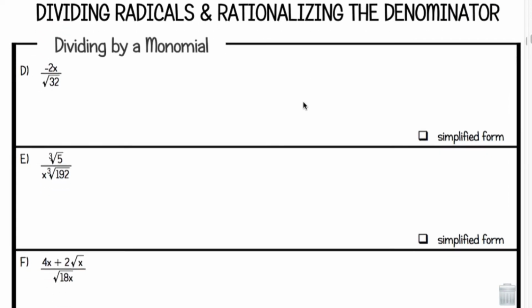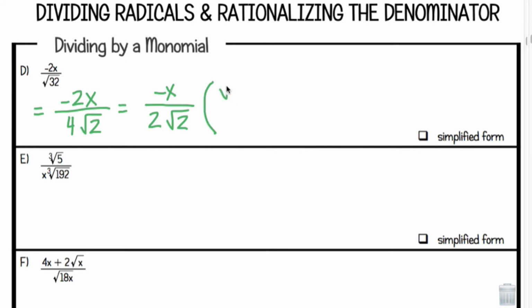Let's look at dividing by a monomial. For this one, I'm going to simplify the denominator because I can see it's a radical, so I'll simplify first, and I will get 4 square root 2. Oops, actually before I do that, I can even simplify further. So I know I'll have negative x over 2 square root 2. You could have simplified afterwards, but usually simplifying first makes things a little bit less complicated.